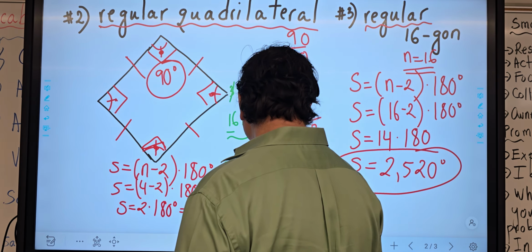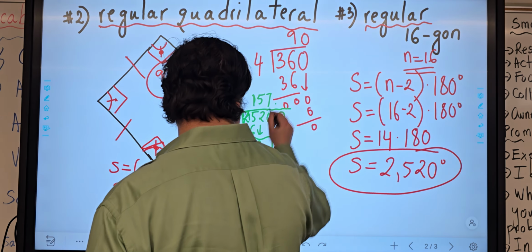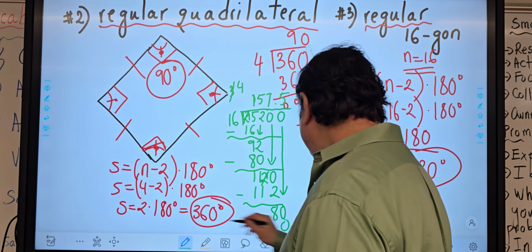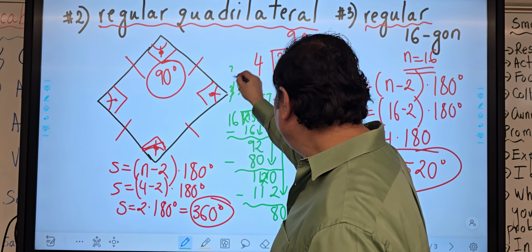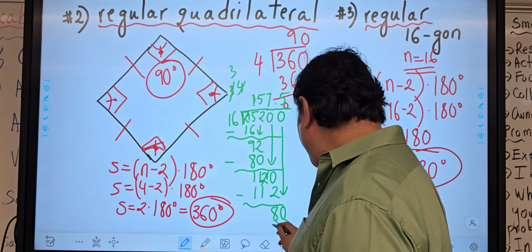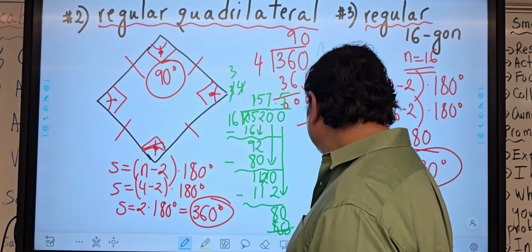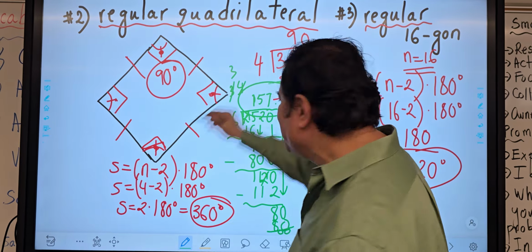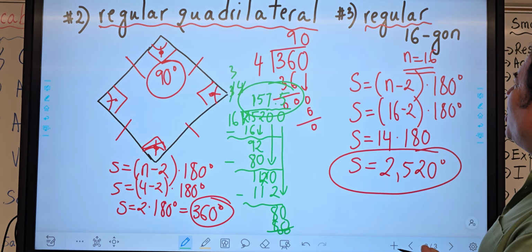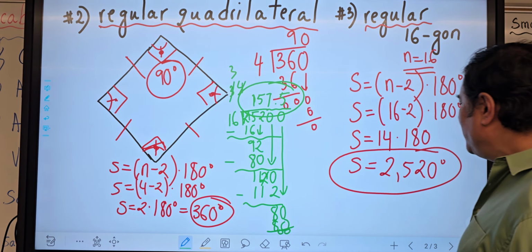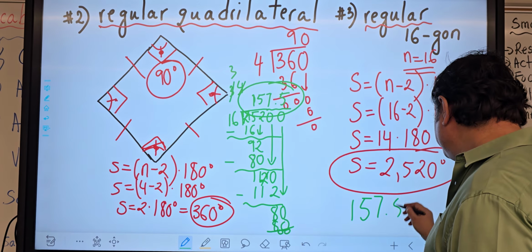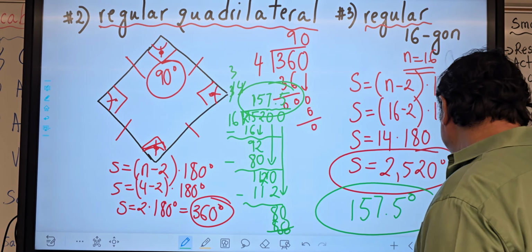Okay? 5, let's do 5. 5 times 6, 30. 0, carry the 3. 5 times 1, 5 plus 3 is 8. It's perfectly fine. So the final answer is 157.5, right? So each of these angles is 157.5 degrees. It actually worked perfectly.